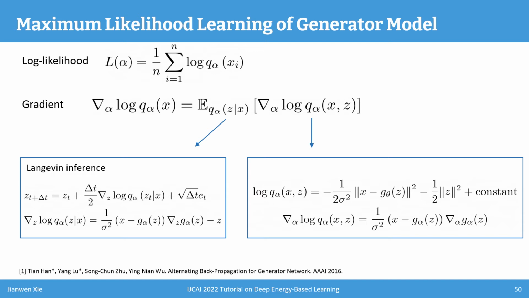The key steps for the Langevin inference and the parameter update are the computations of the gradient of the decoder G. In the Langevin inference, the gradient is with respect to Z, while in the parameter update, the gradient is with respect to the parameters alpha, both of which can be efficiently achieved by backpropagation in the current modern deep learning platform. Therefore, the MLE of the generator alternates the Langevin sampling for inference and the gradient descent for parameter update.